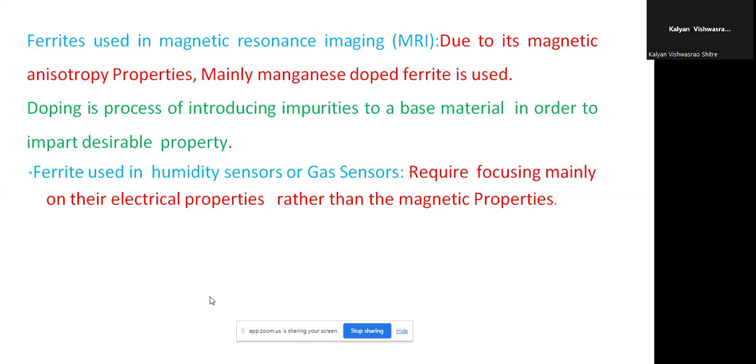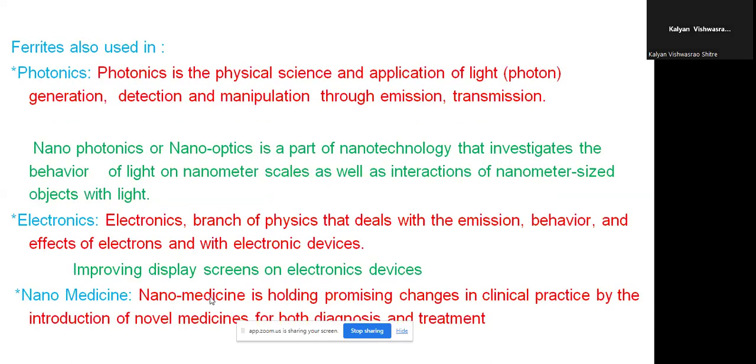Ferrites used in humidity sensors or gas sensors require focusing mainly on their electrical properties rather than magnetic properties. Ferrites are also used in photonics. What does it mean, photonics? Photonics is the physical science and application of light photons, that is, photon generation, detection and manipulation through emission and transmission. Nanophotonics or nano-optics is a part of nanotechnology that investigates the behavior of light on the nanometer scale, as well as interactions of nanometer size objects with light.